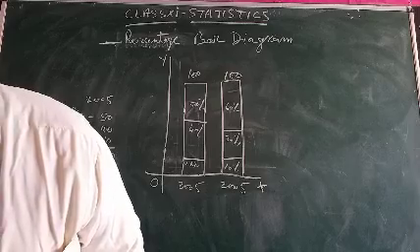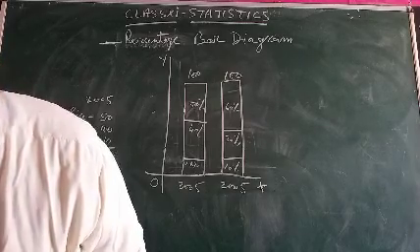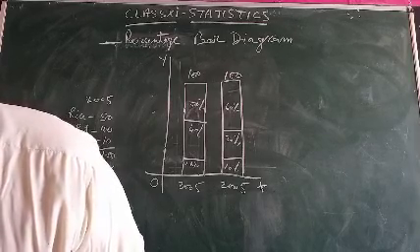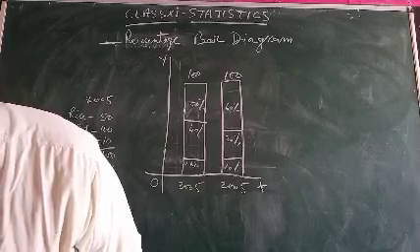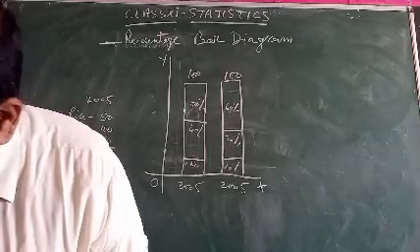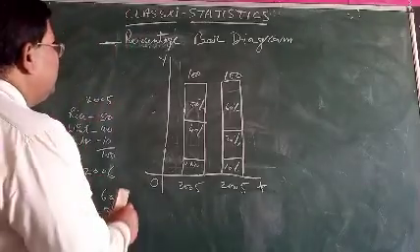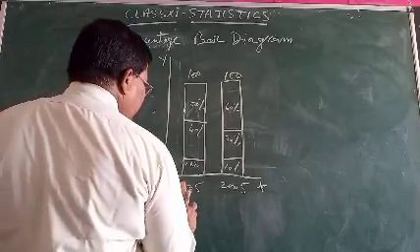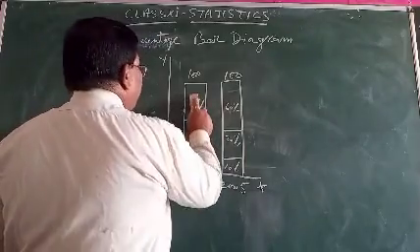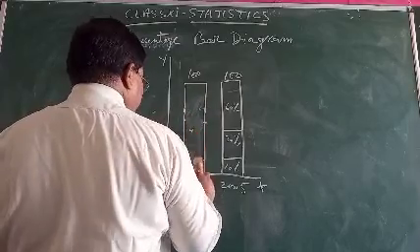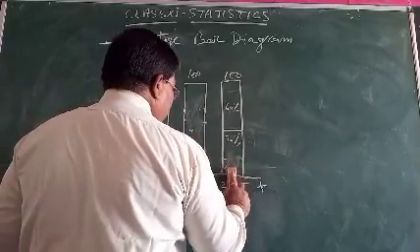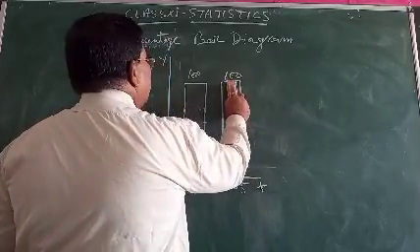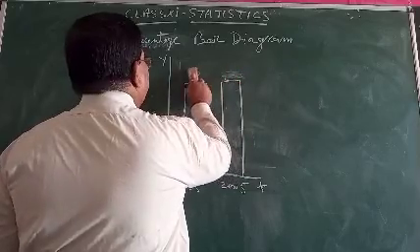Let us consider the next type of bar diagram, that is broken scale bar diagram. What is broken scale bar diagram? Under this, when the data cannot be presented in the same graph, same diagram, that is the data is not uniform, that is there is a lot of variation in the data.